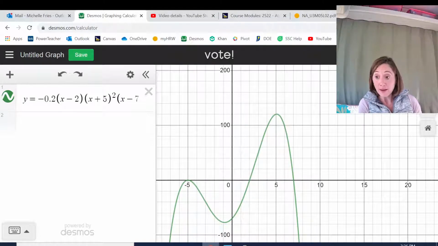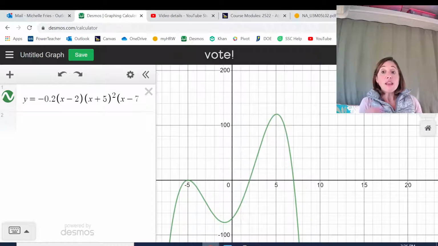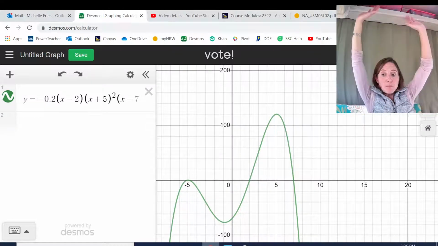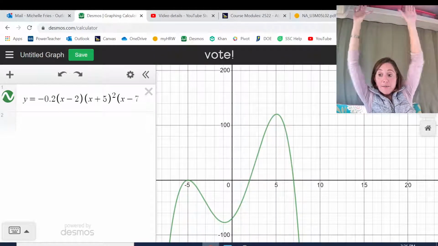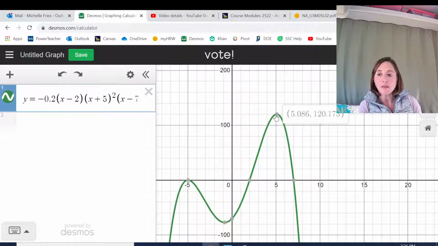Now there's a little bit of vocabulary we should talk about with these. So we've talked about maximums and minimums. There is an absolute highest point on this graph. Do you see it? What's the absolute highest point? Yeah, it's right over here. This is the absolute maximum.